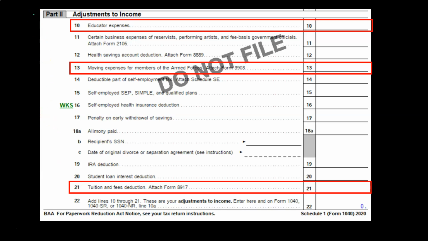We're going to be focusing in on the educator expenses, the moving expenses for members of the armed forces, where we would attach Form 3903, and the tuition and fees deductions, which we would attach Form 8917. Now, all of these three sound like important items, but really they've been severely limited or have kind of gotten old over time. And so they're not as important as you might think. Therefore, we're going to kind of group them together.